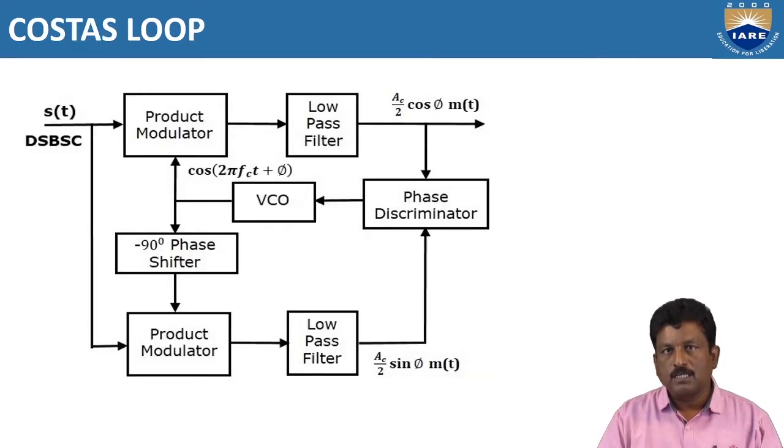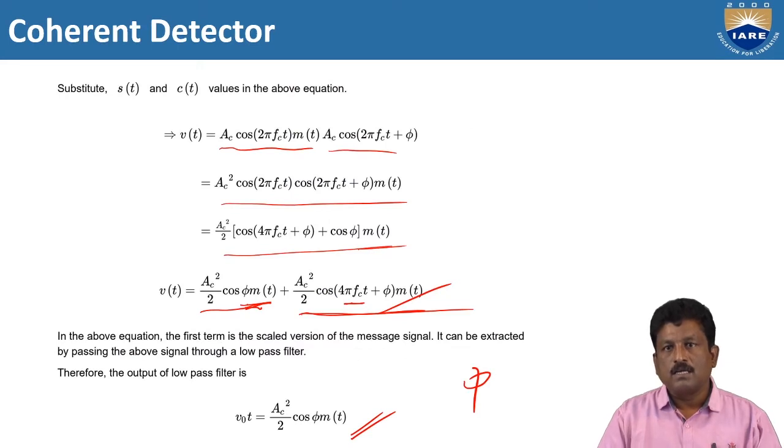So this is how we retrieve the original signal m(t), that is, V0(t) is given by Ac squared by 2 cos phi m(t). Based on the variation of the value of phi, we retrieve the original signal m(t). So this is how we regenerate the modulating signal m(t) with the help of the coherent detector of the DSB-SC.